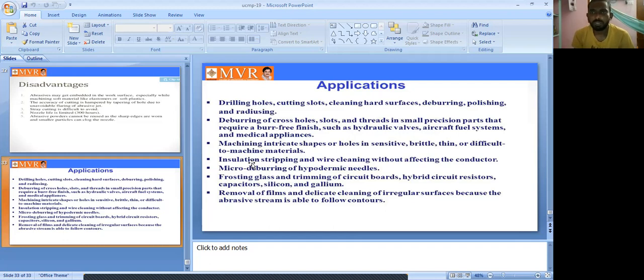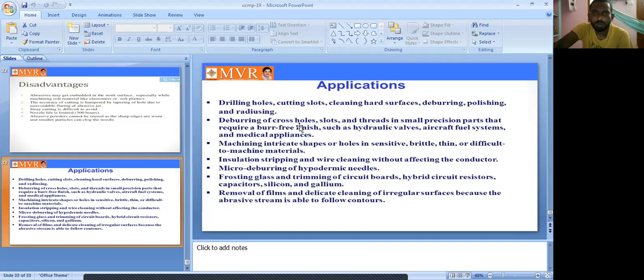So, applications of the abrasive jet machining process. What are the applications? See here: to drill holes, cutting slots, cleaning hard surfaces, deburring, polishing, and deflashing. These kinds of operations we can do with the abrasive jet machining process.